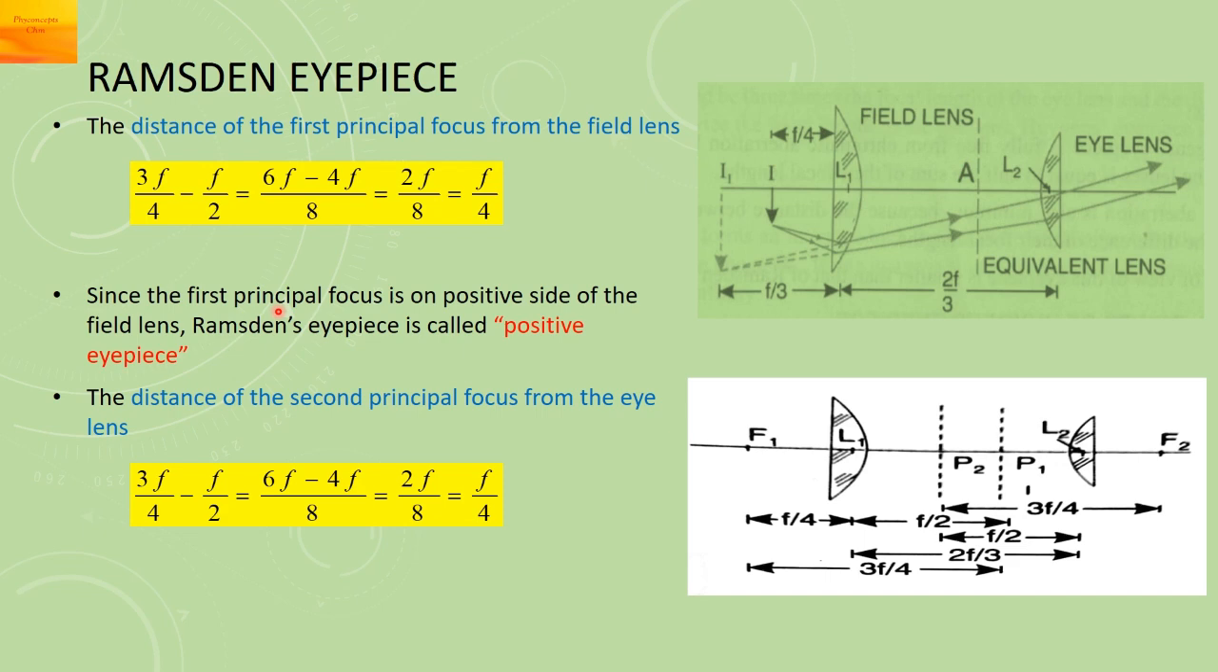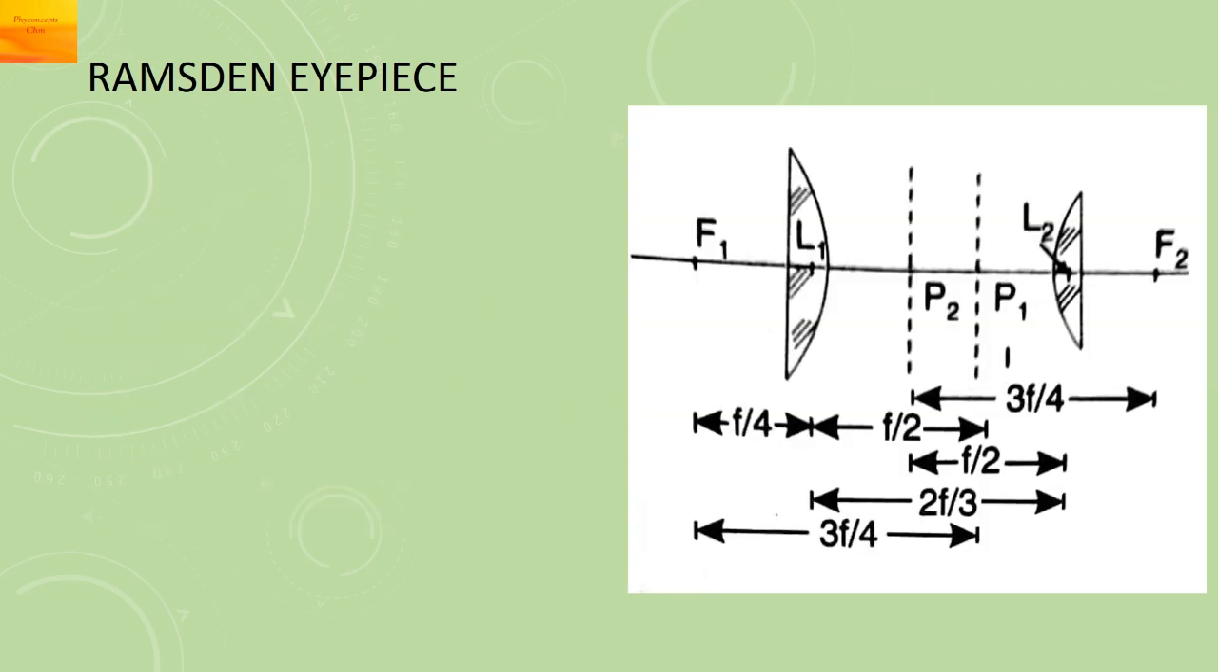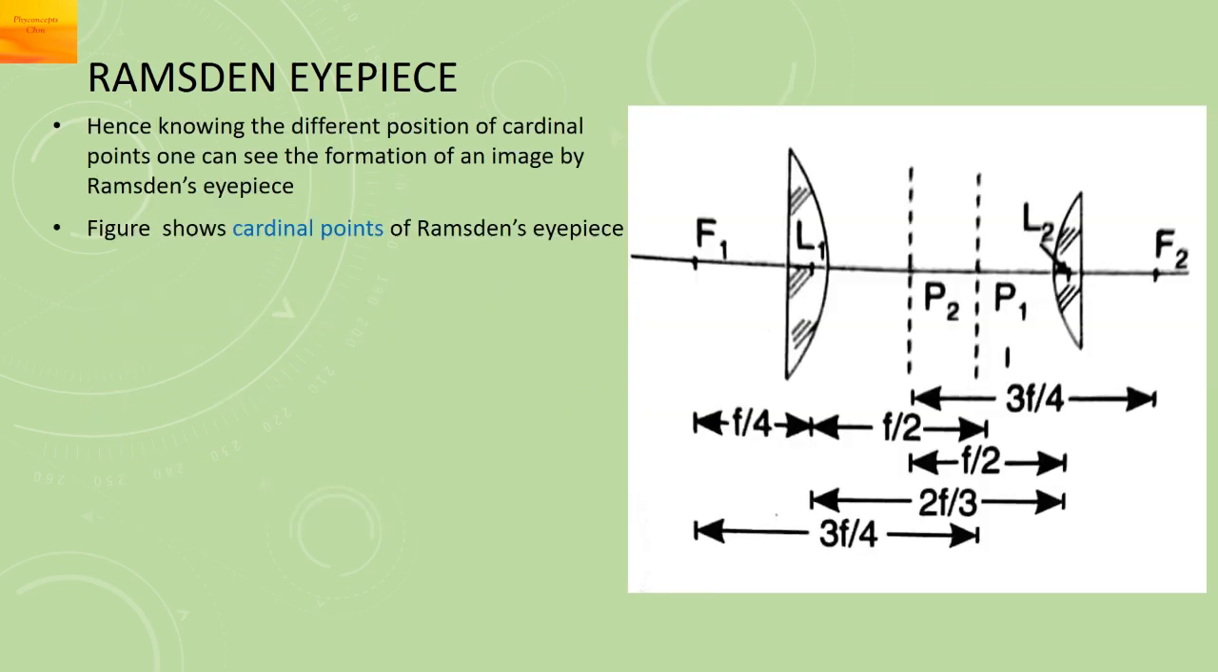Now since the first principal focus F1 is on the positive side of the field lens, Ramsden's eyepiece is called a positive eyepiece. So this way you can find the cardinal points of the Ramsden's eyepiece.